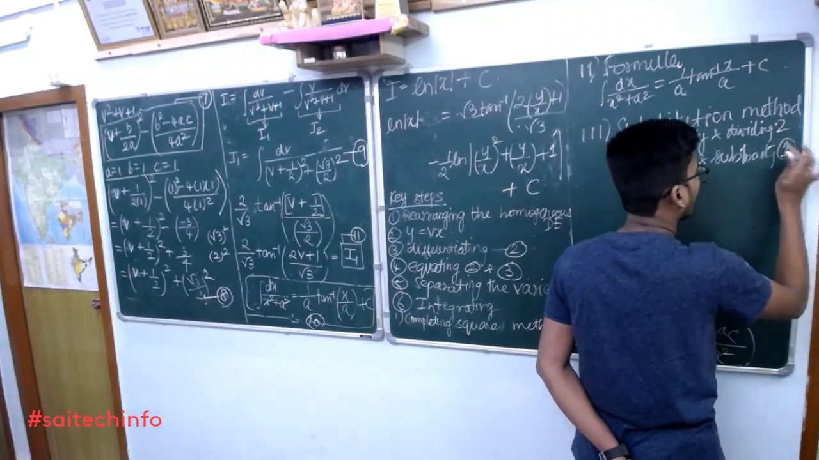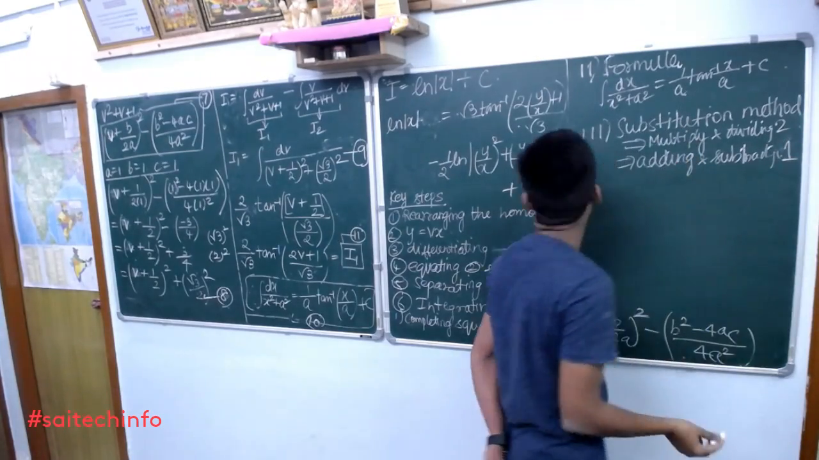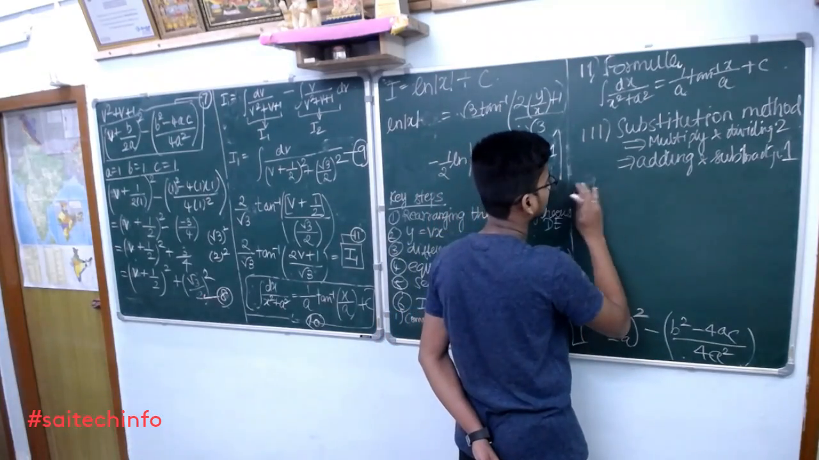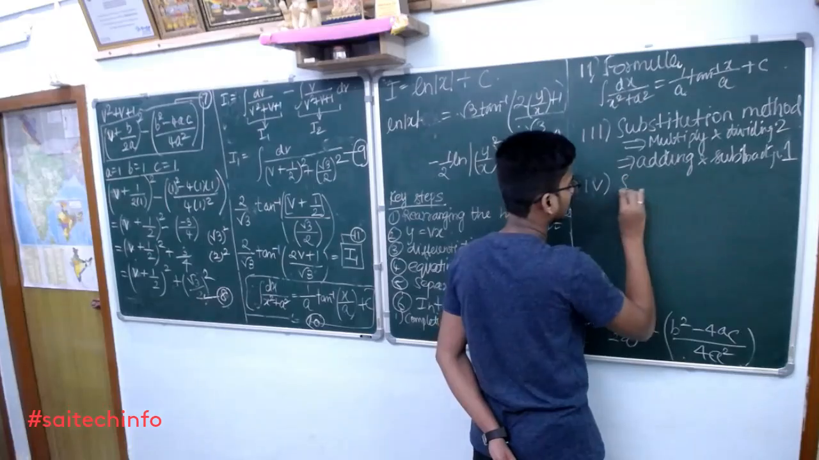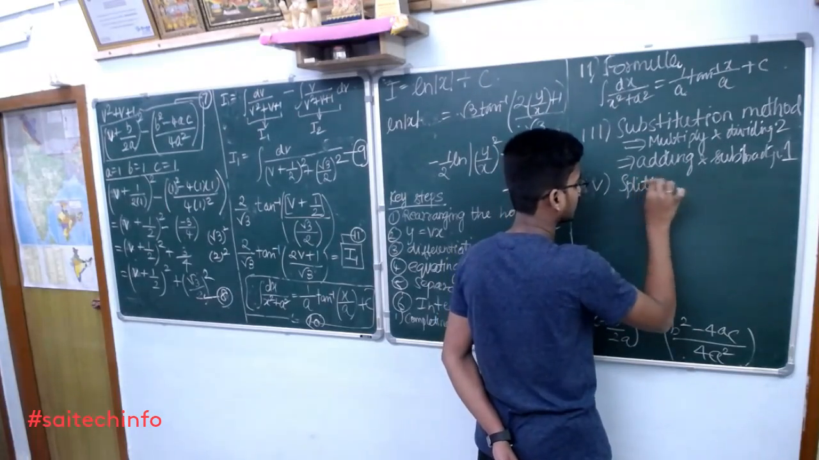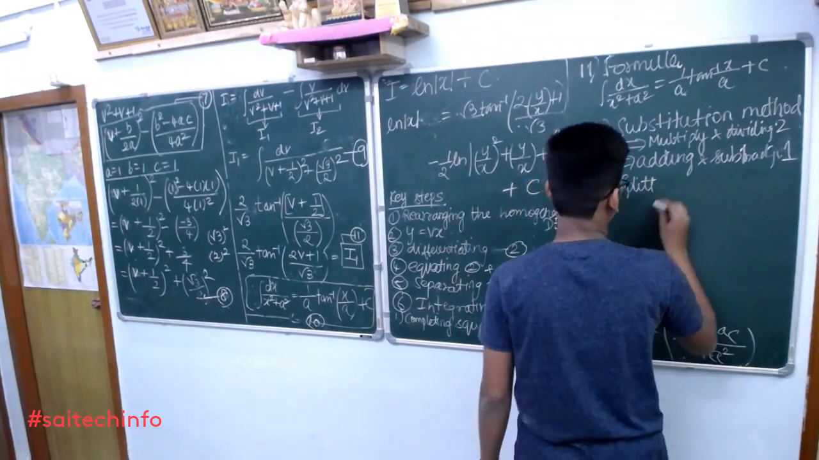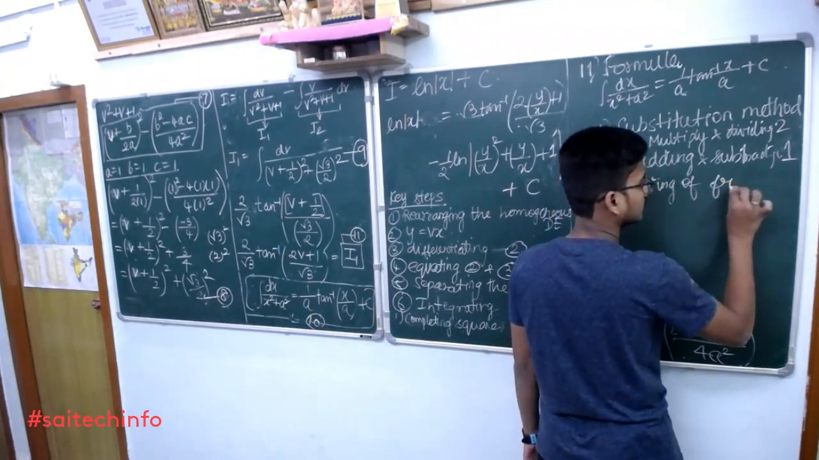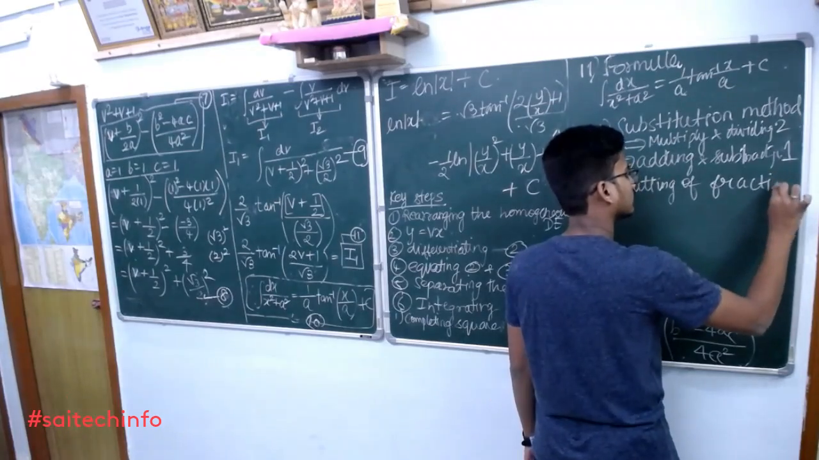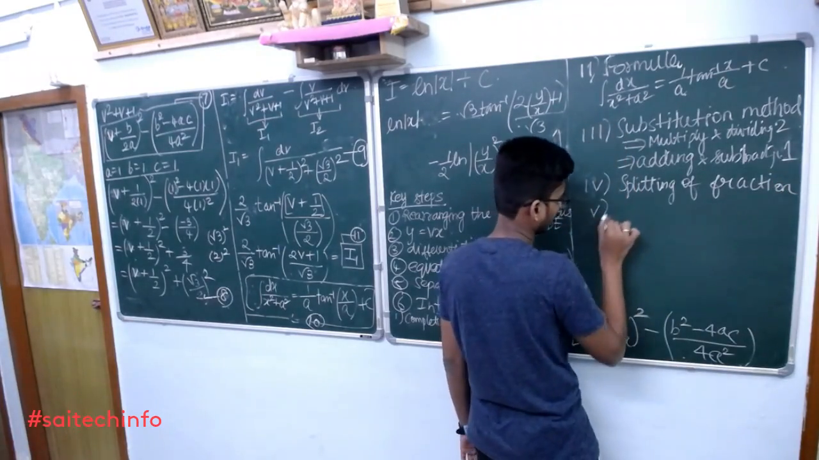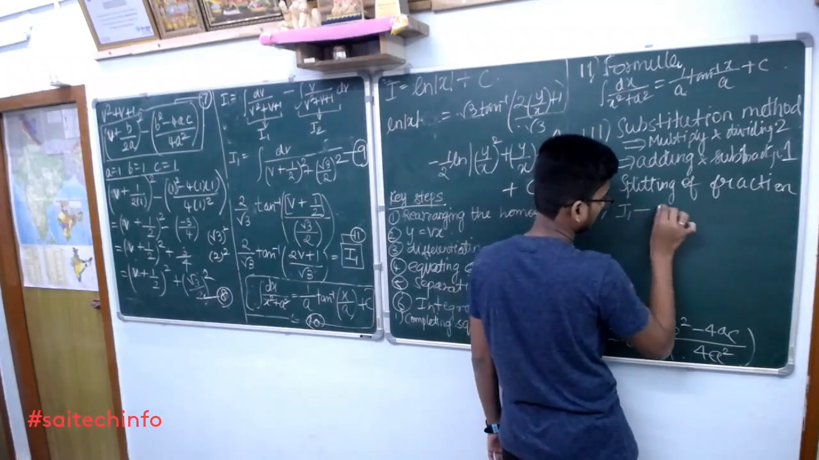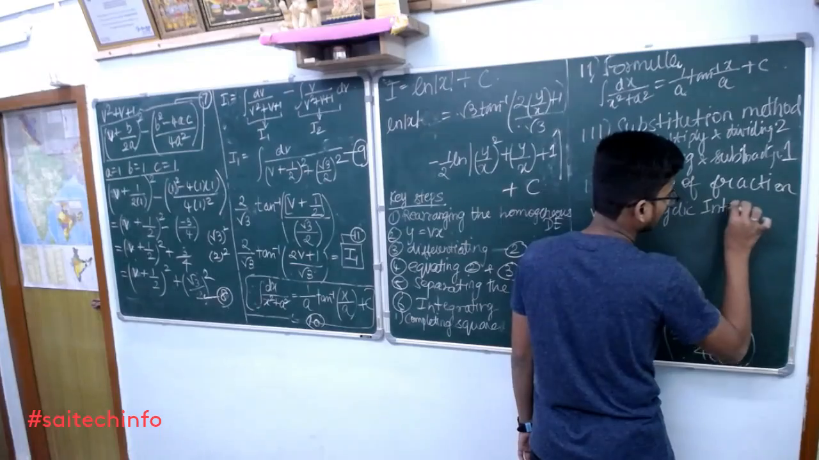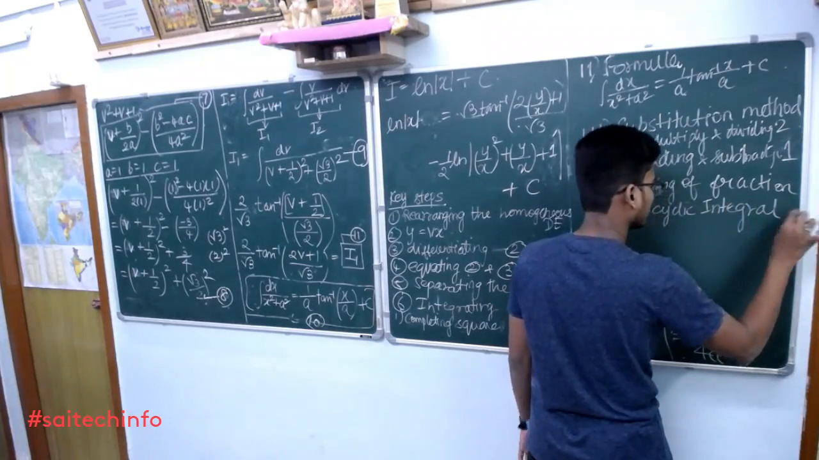Again, there will be a splitting of fraction, is it not? Fourth step, splitting of fraction. Within integration, we adopt all these techniques. And then cyclic integrals. So we introduced I1, and I1 plus 1 by 2 I1. I1 becomes cyclic, and finally we solve.